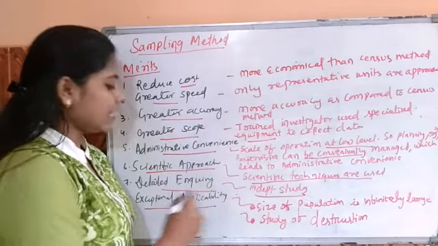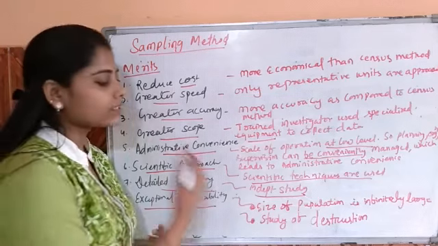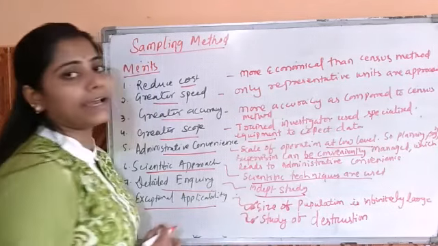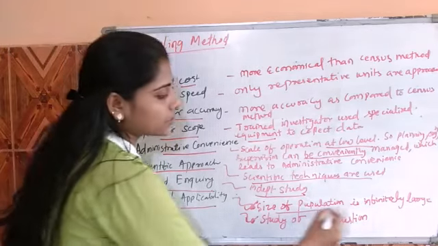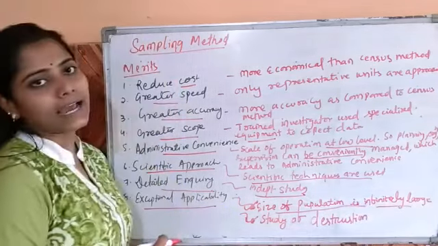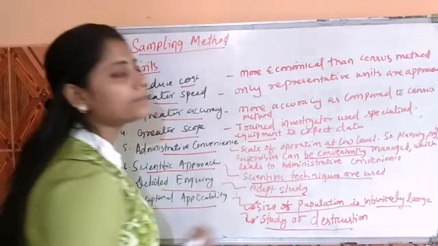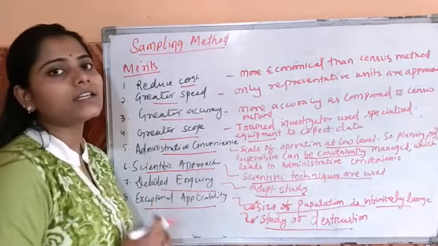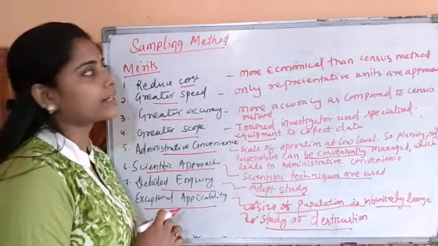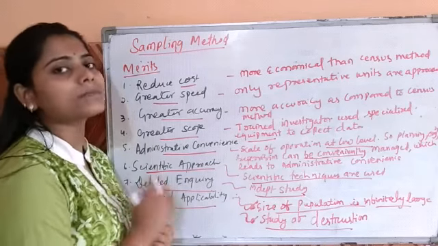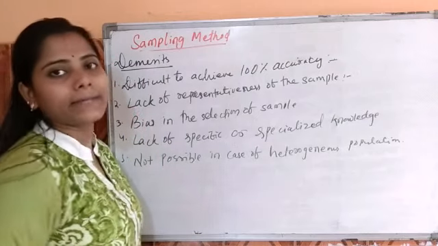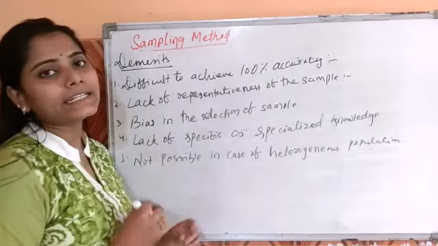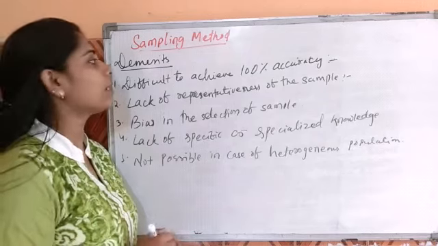And the last is exceptional applicability. Here there are two exceptional cases where the sample study is difficult. First is when the size of the population is infinitely large, and the last is when the study involves destruction. In these two cases, the sampling method is not appropriate. So these are the merits of the sampling method. Let's discuss some demerits of the sampling method, one by one.